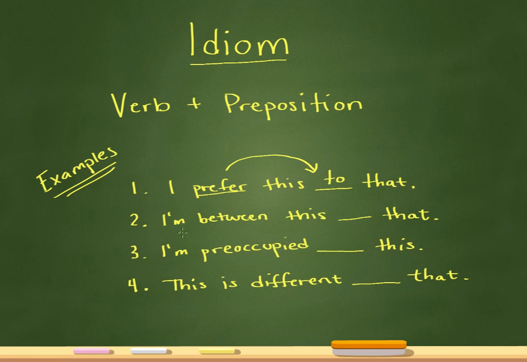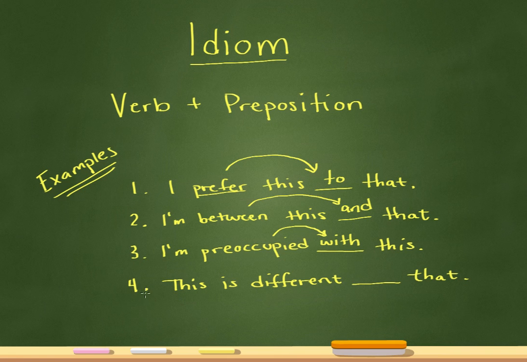Okay. In number 2, I'm between this blank that. Some might say that this should be I'm between this or that. But actually in English, we have agreed that this is the correct way of saying it. I'm between this and that. So between always should get paired with and. Number 3, I'm preoccupied blank this. This one should be with. I'm preoccupied with this. Again, preoccupied always gets paired with.